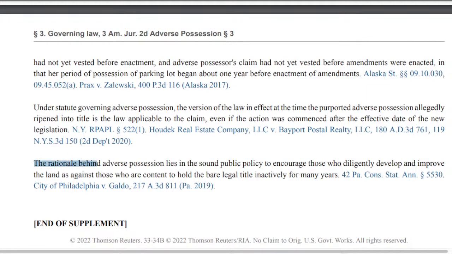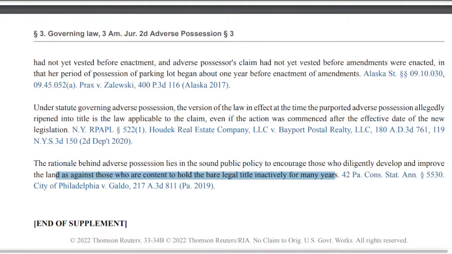Okay. The rationale behind adverse possession lies in the sound public policy to encourage those who diligently develop and improve the land, as against those who are content to hold the bare legal title inactively for many years. Now, that's a nice one there. And that was recent, in 2019. The rationale behind adverse possession lies in the sound public policy to encourage those who diligently develop and improve the land, as against those who are content to hold the bare legal title inactively for many years.